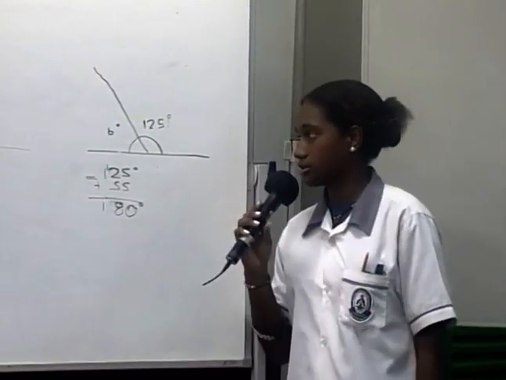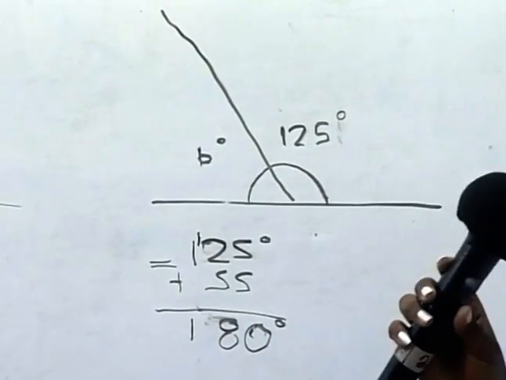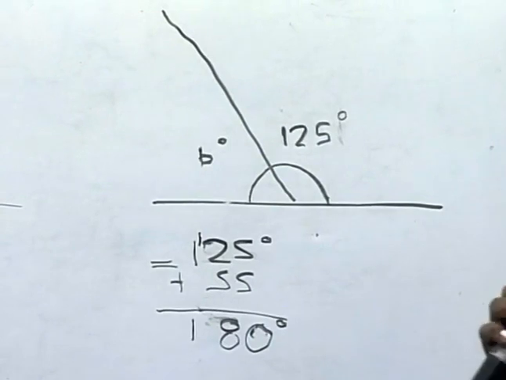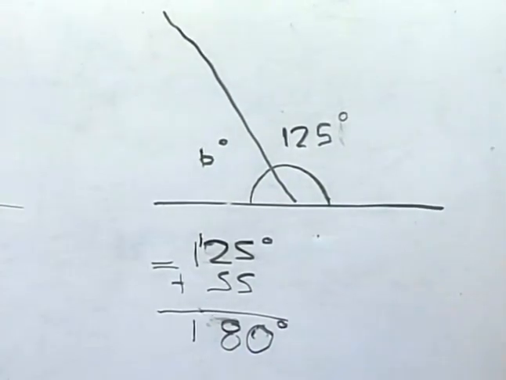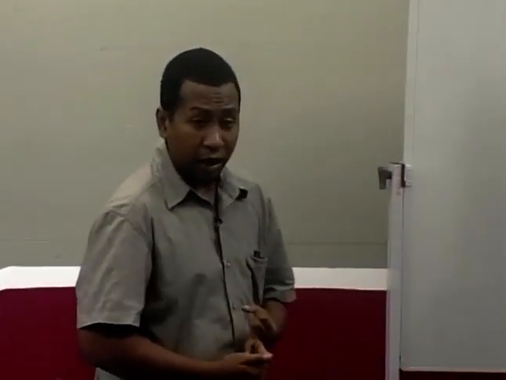How I got my answer for the supplementary angle was 125 degrees plus 55 degrees, which is the unknown supplementary angle, gives me the answer of 180 degrees. Very good. Class, let's give a clap. Okay, thank you. So, by now you should know how to work out unknown complementary angles and unknown supplementary angles. In most cases, there would be more than two angles.